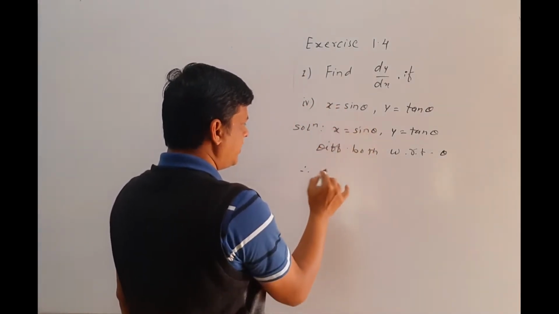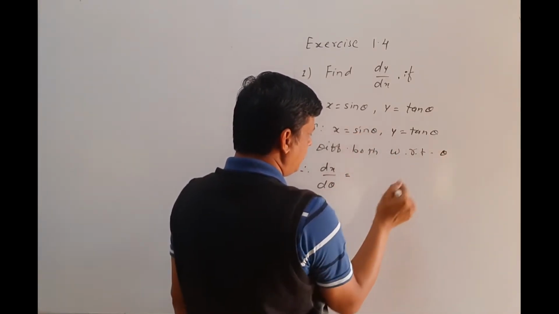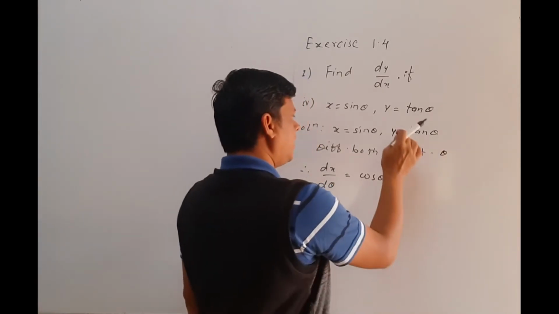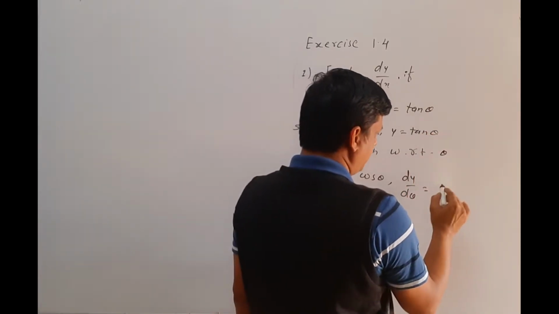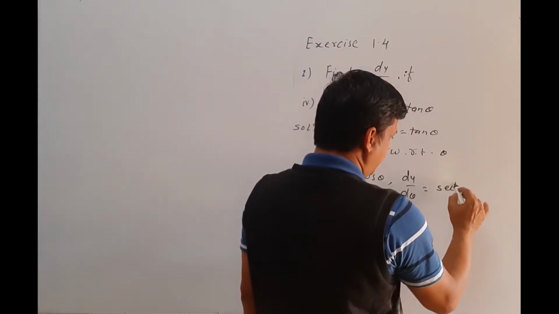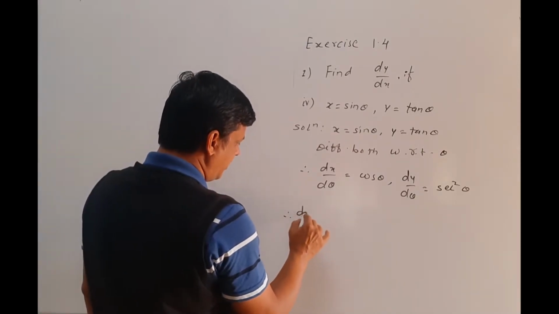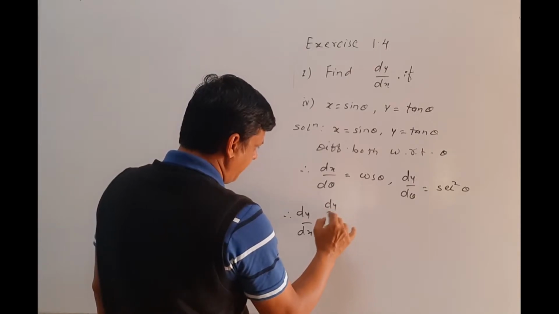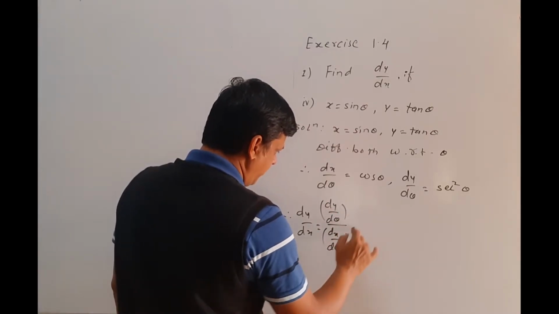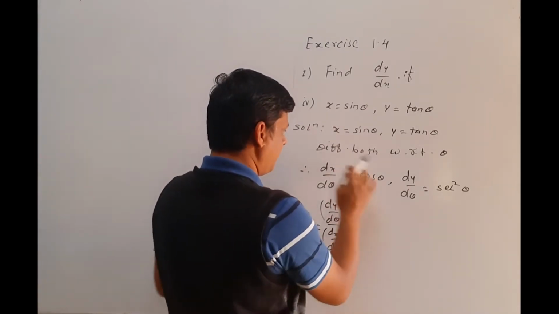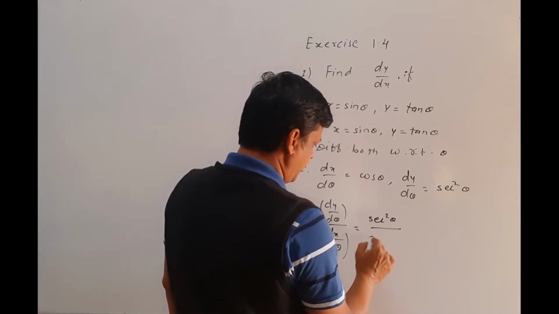Therefore the derivative of x with respect to theta is dx by d theta. The derivative of sin theta with respect to theta is cos theta. Then the derivative of y with respect to theta is dy by d theta. The derivative of tan theta with respect to theta, the derivative of tan is sec square, so we write here sec square theta. We require dy by dx. Therefore dy by dx is equal to dy by d theta upon dx by d theta. Now replace the values: dy by d theta is sec square theta and dx by d theta is cos theta.